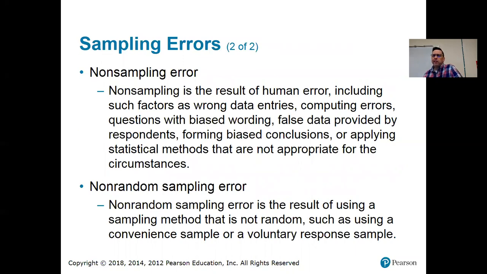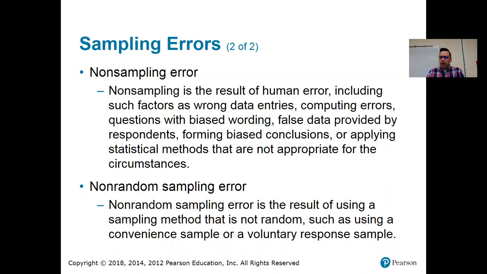Non-sampling error is the result of human error, including such factors as wrong data entries, computing errors, questions with biased wording, false data provided by respondents, forming biased conclusions, or applying statistical methods that are not appropriate for the circumstances. So those are things that you can hopefully help, all right? Sampling error, you can't help too much, except, if possible, to choose a larger sample. That's the best way to get around sampling error. These are things that are all under the control of either you or your subjects.